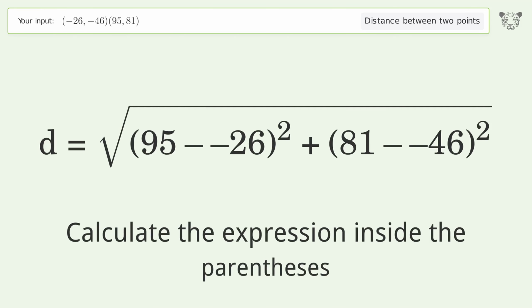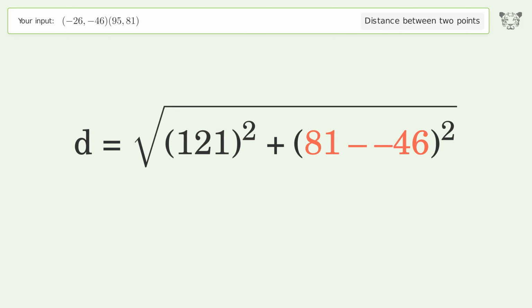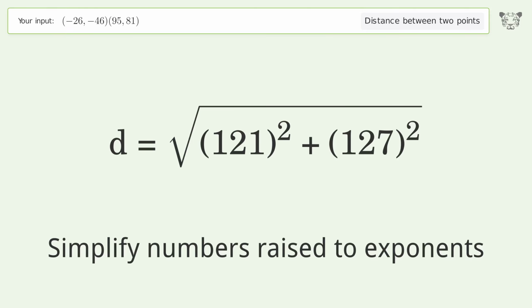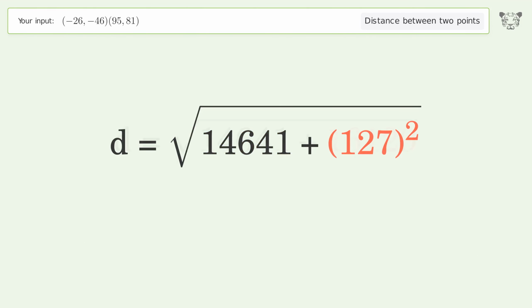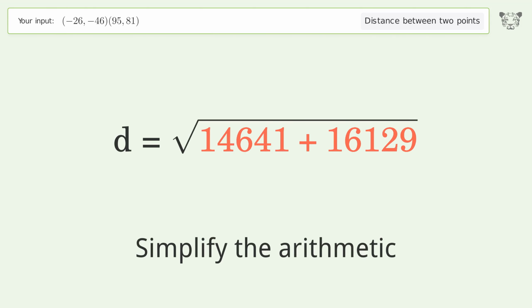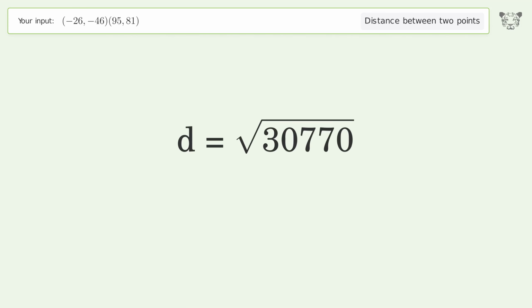Calculate the expression inside the parentheses. Simplify numbers raised to exponents. Simplify the arithmetic. And so the distance between the 2 points is the square root of 30,770 or 175.414.